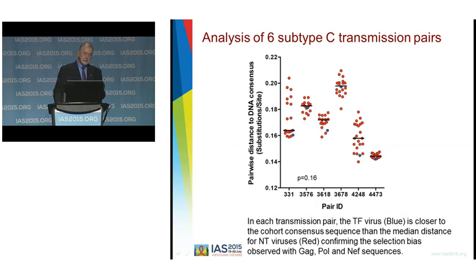You can see in each case the blue virus is underneath the median for the non-transmitted transmitting partner virus genomes that we amplified, confirming the selection bias, even in this very small number of transmission pairs that we'd seen for GAG, POL, NEF sequences.